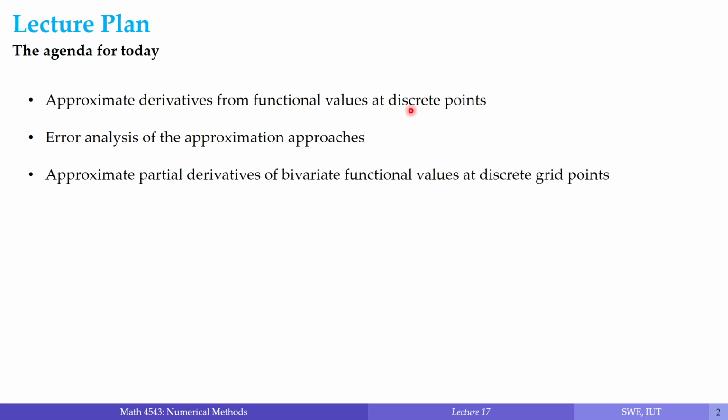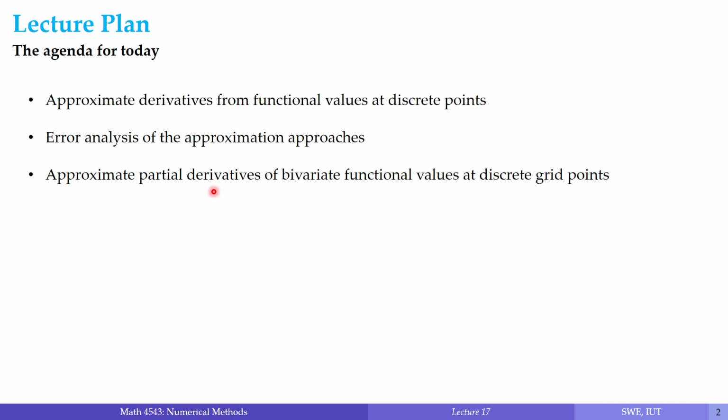We'll use some functional values that we are given initially, and those are the functional values at discrete points. Since we are approximating our derivatives, we are going to incur some errors, so we are going to analyze the complexity of the errors that we encounter. And lastly, the third topic is discussing partial derivatives.